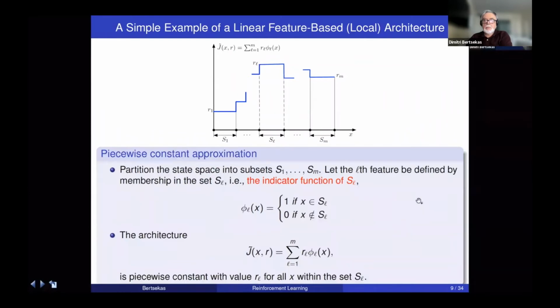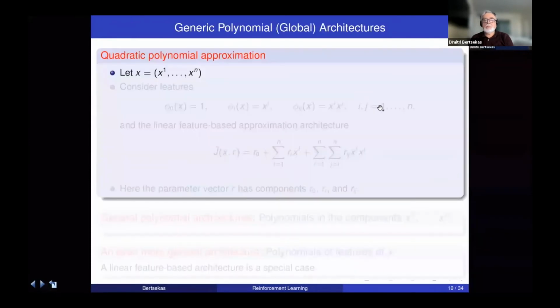Are there any questions? Okay, so that's very simple, but it can be generalized to piecewise linear, for example, piecewise quadratic type of function. Let's give an example of a global type of architecture that's very general. It's generic. It doesn't require that you know features. The features are generic.